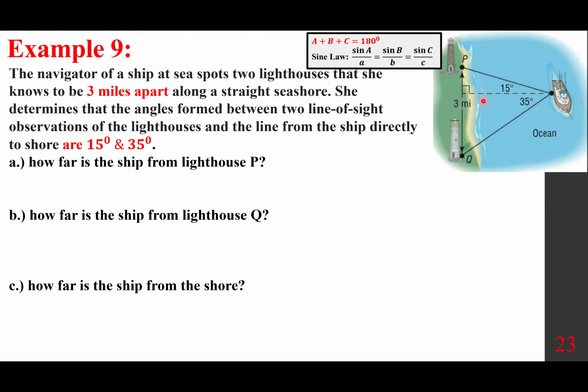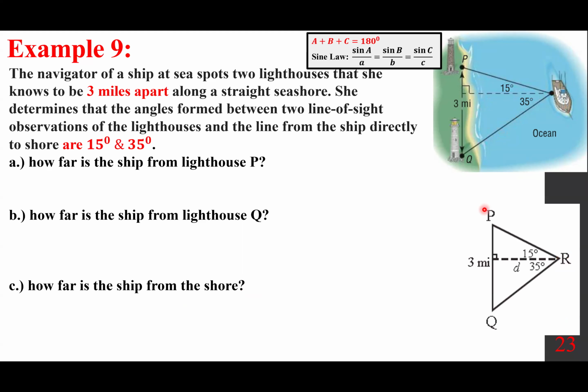So let's do the drawing and make sure everybody understands. So we have P, let's say this is R, this is Q, this is the distance of 3 miles, this is a 90-degree angle, this is 15, this is 35. So how far is the ship from the lighthouse P? We want PR. How far is it from the lighthouse Q? We want RQ. So we want to find those distances.